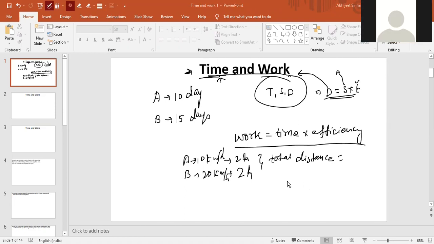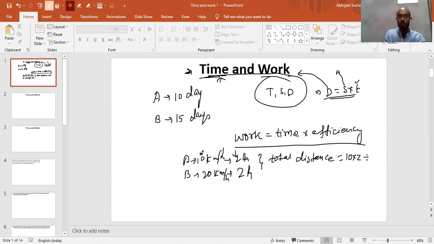Yes, we can come up with the distance covered by A and B. We know the speed of A is 10 and the time is 2, so A will cover 10 into 2, plus B will cover 20 into 2. We discussed the formula that distance is speed into time. Here the speed is 10 and the time is 2 for A, and the speed is 20 for B with time 2. So the total distance covered is 60 kilometers.